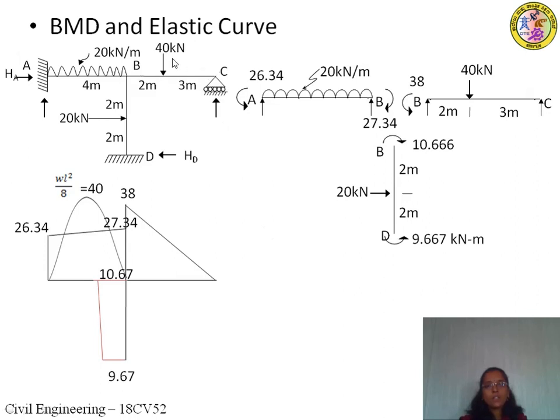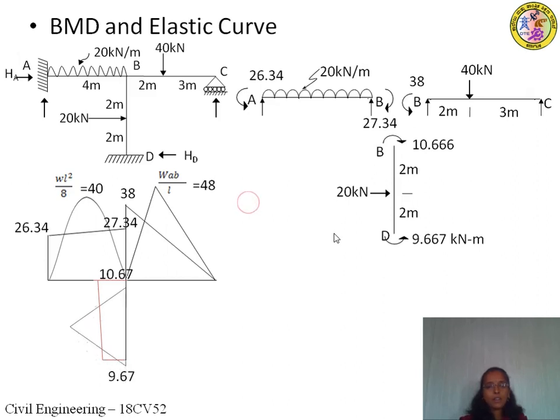Next, BC is subjected to eccentric point load, therefore the shape of free bending moment diagram is a triangle with highest ordinate under the point load as WAB by L, which will be equal to 48 kilonewton meter. So W is 40, A is 2 and B is 3 divided by 5. 40 into 2 into 3 divided by 5, that will be equal to 48 kilonewton meter.